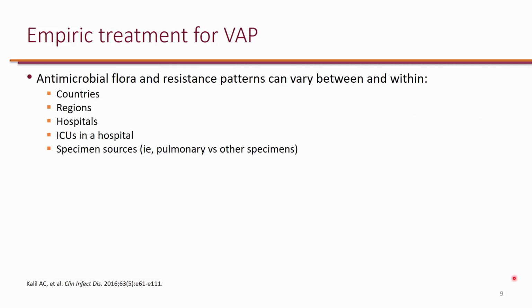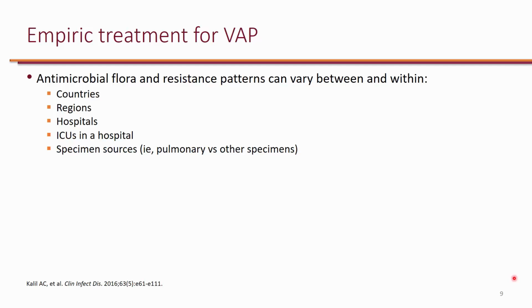Because VAP is caused by drug-resistant organisms, it is extremely important to be aware of drug-resistant variations. These variations in resistance patterns can occur at country level, so different countries have different patterns. Within regions, so different cities or different parts of a large city may have different patterns, as well as hospitals. Different hospitals can have different patterns of resistance. Even within a single institution or single hospital, different ICUs can have different resistance patterns.